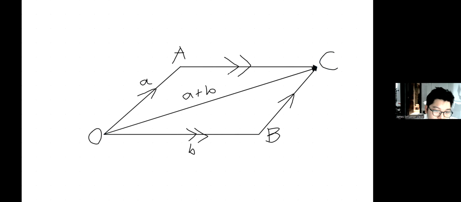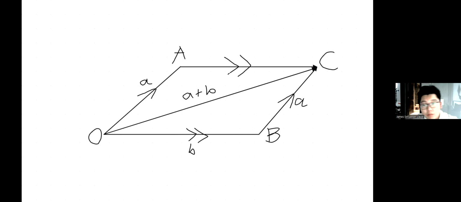And this is easily proven by the fact that, by the way, this is also something you have to know: if two vectors are parallel, then their direction is the same. And since we know that lengths OA and BC are the same, so this is just A. And by addition of vectors, you can clearly see that this is A plus B.